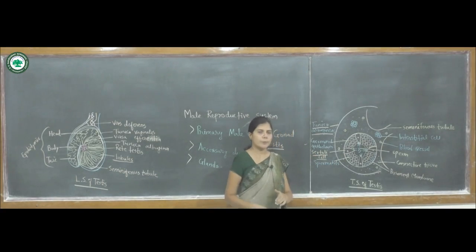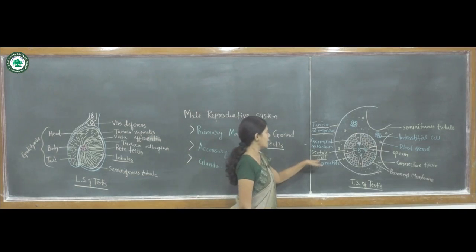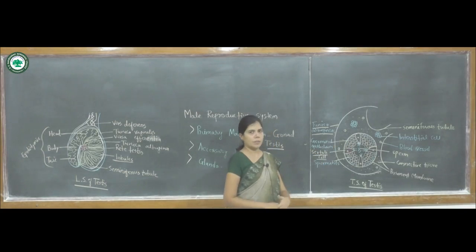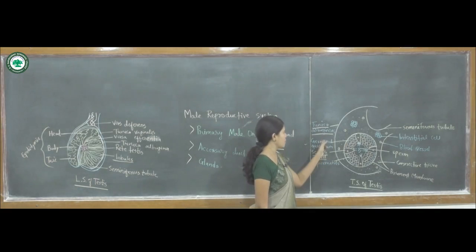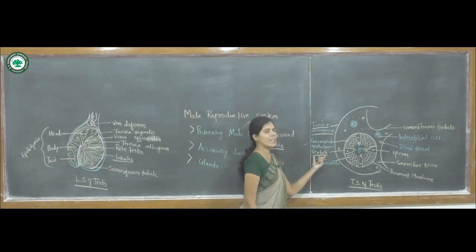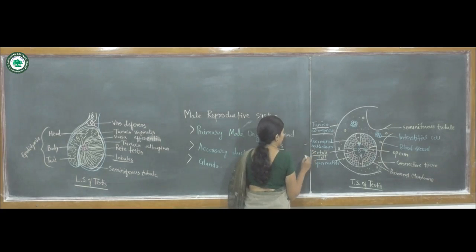In the process of spermatogenesis, or gametogenesis, the Sertoli cells give nutrition to the developing sperms. It provides nutrition for the development of sperm from the germinal epithelium to the spermatozoa. That's why the Sertoli cell is also known as the nurse cell.